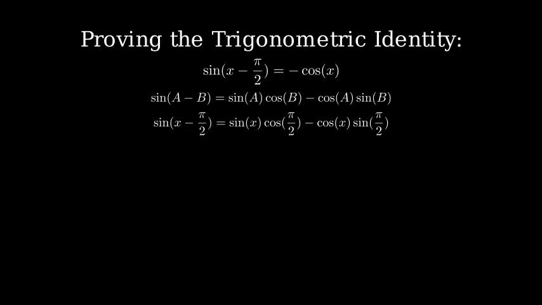Now let's recall two important special angle values. The cosine of pi over 2 equals 0, and the sine of pi over 2 equals 1. Let's visualize why these values are true on the unit circle.